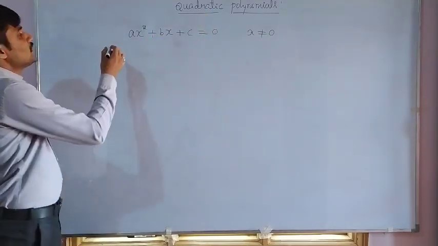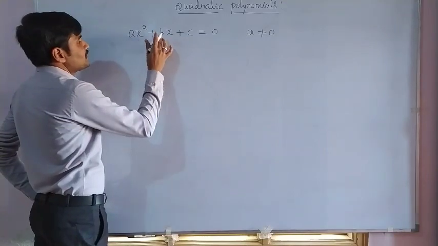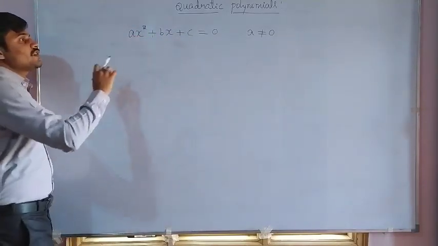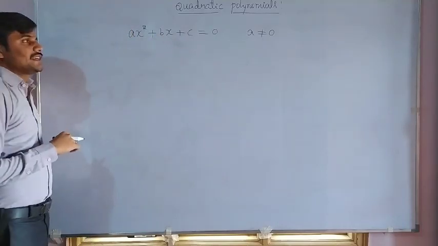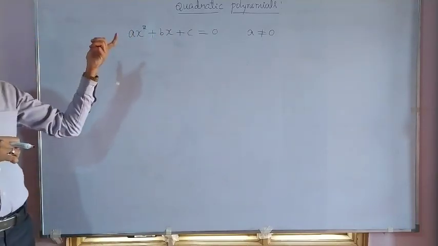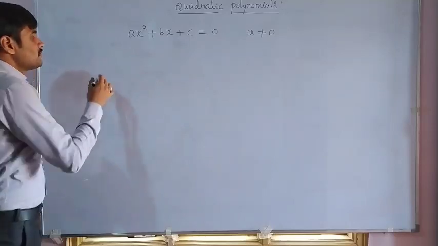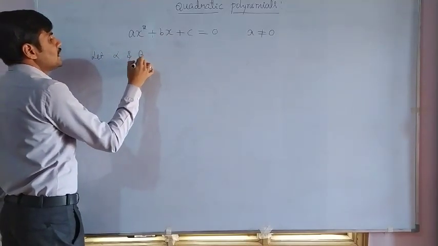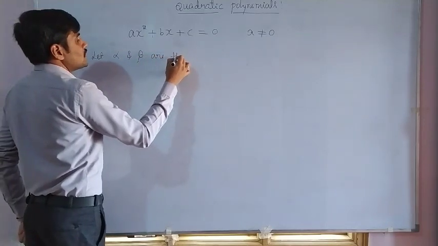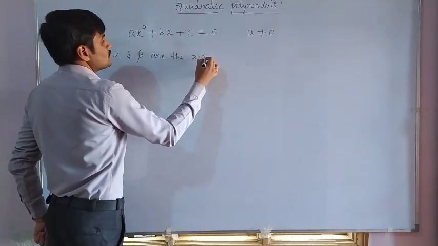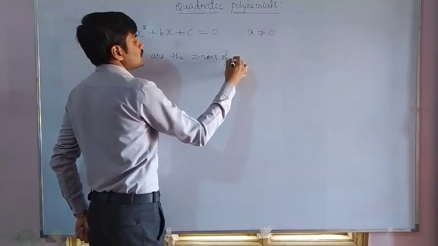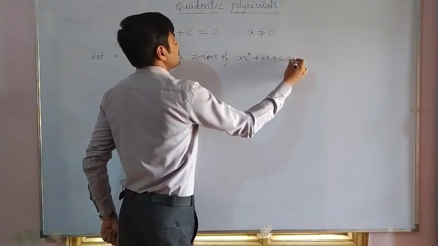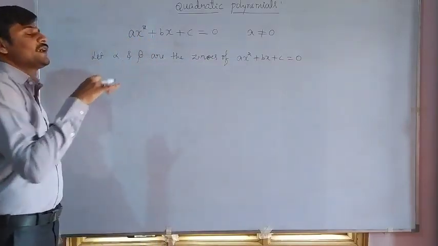Now, depending upon these coefficients, a, b and c is the constant term. A is the coefficient of x square and b is the coefficient of x. Now, for finding the zeros of the given polynomial, for example, let alpha and beta be the zeros of ax square plus bx plus c is equal to 0.